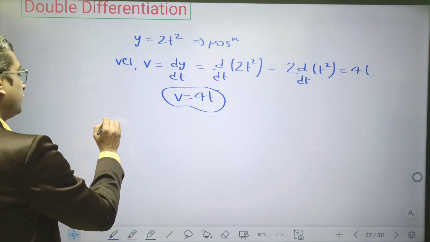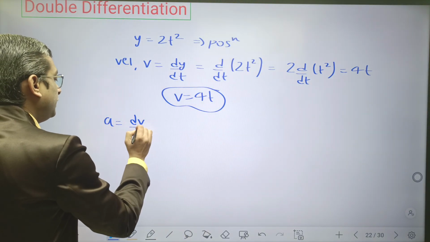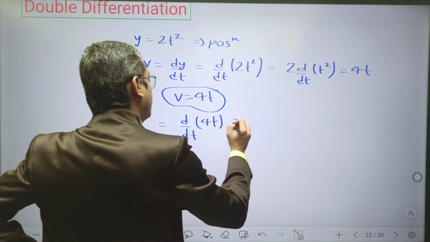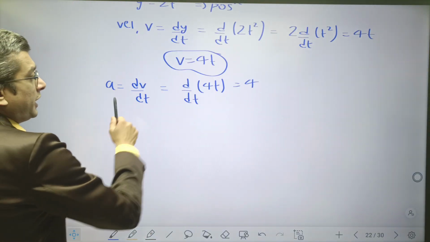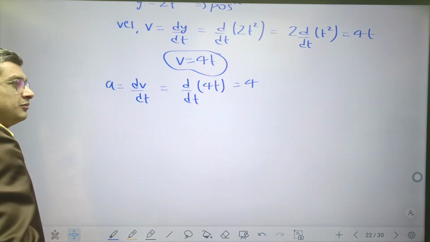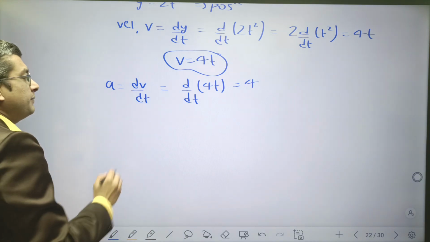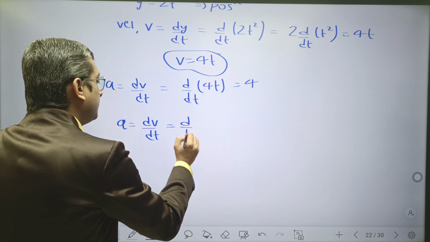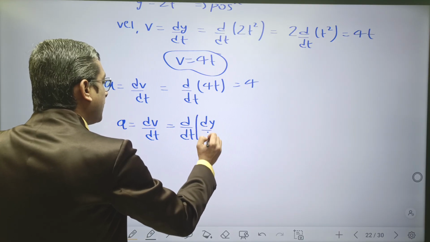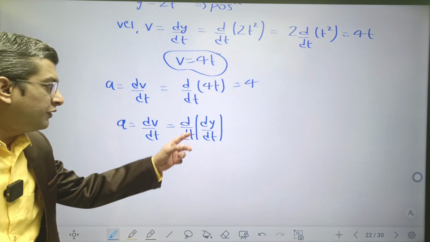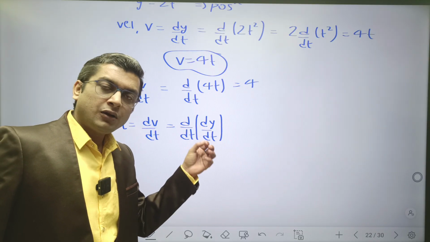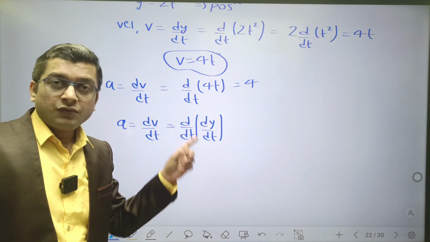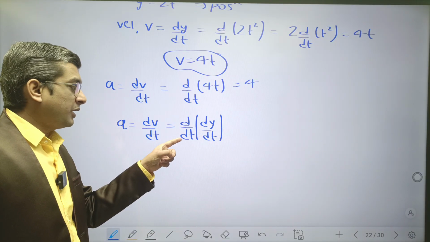Now if I wish to find acceleration, the acceleration is dv by dt. So this will be d by dt of 4t, and this will be 4, isn't it? So acceleration is constant, that is 4, independent of time, that is, no term of t comes here. So this acceleration can be written as dv by dt, and this v can be written as dy by dt. So you are differentiating position with respect to time, you are getting velocity. Then you are again differentiating whatever you got from the first differentiation with respect to time, and you get acceleration.